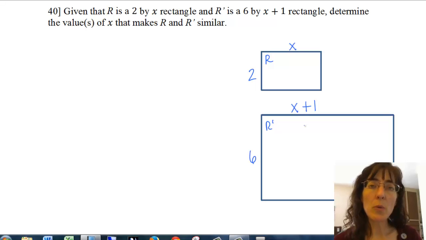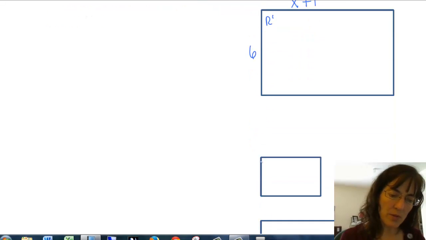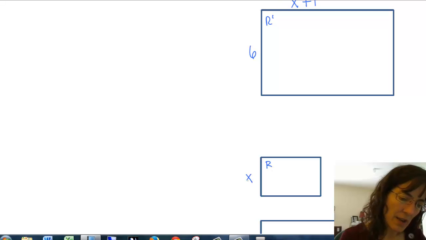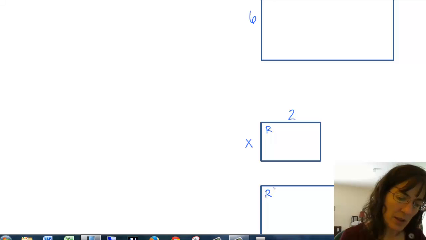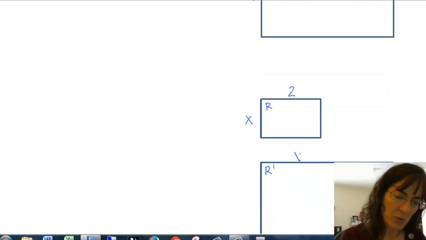So remember, I can draw how they're explained for the first pair, but then I have to swap. I'm going to swap the r and have it be an x by 2 in my second trial. And that'll be r prime, and this is going to give me x plus 1 and 6.